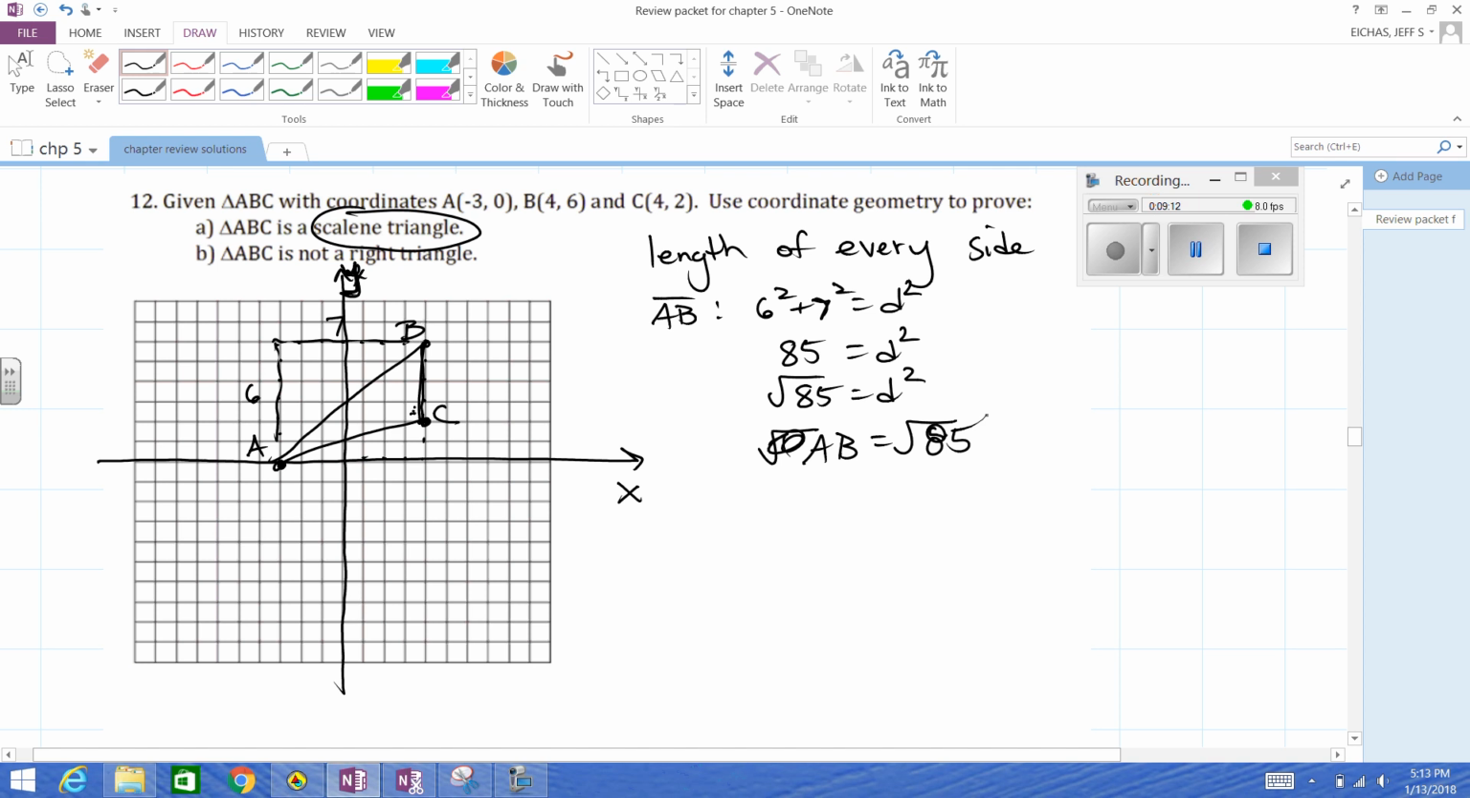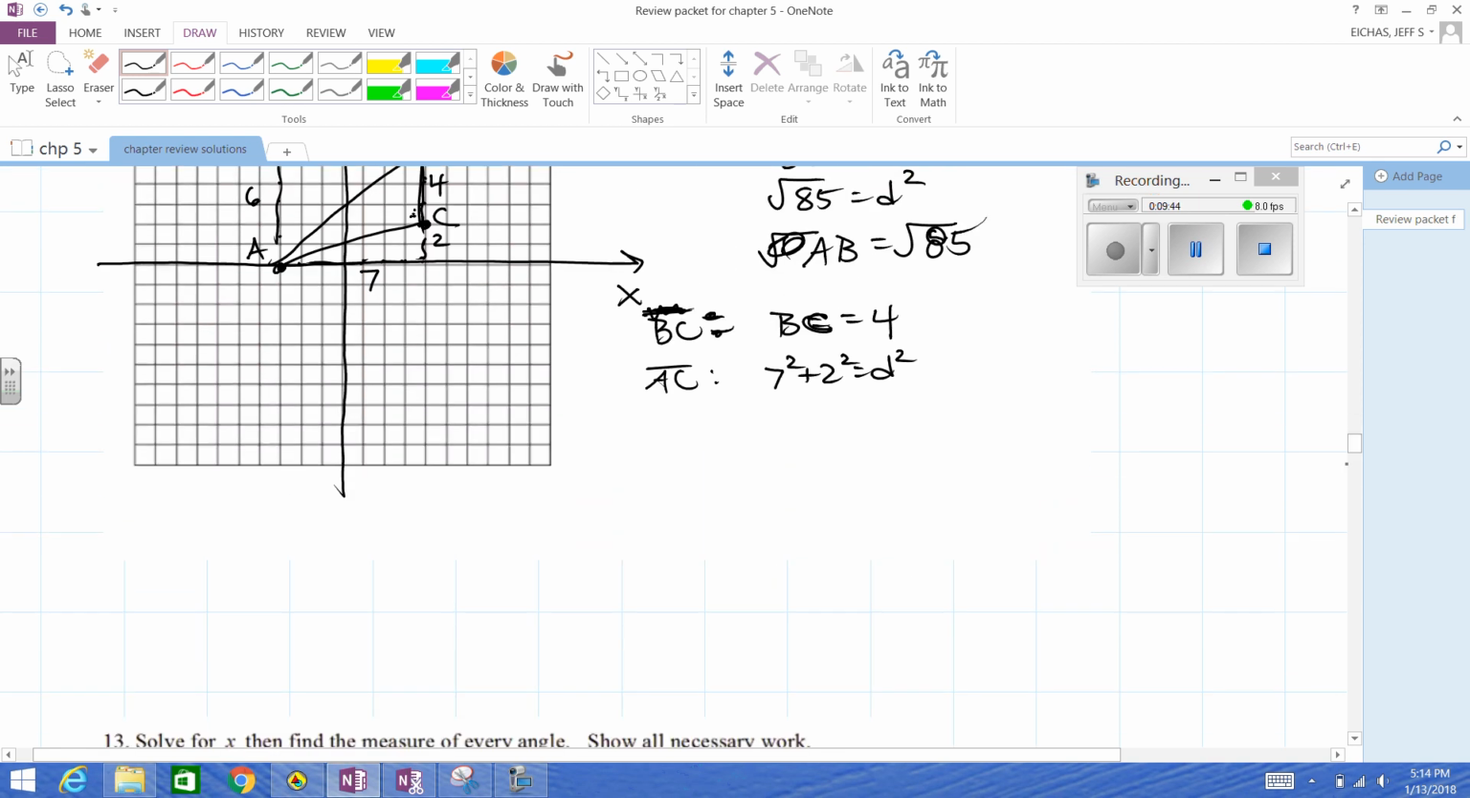Okay, BC's nice. You don't have to say much there. It's just 4. The reason we don't have to show anything is because it's straight up and down, and you showed it right there. All right. Now for AC, 1, 2, 3, 4, 5, 6, 7. It's 7 across, 2 up and down. So 7 squared plus 2 squared equals, I use D. It's probably not the greatest thing to do, but I don't think anybody's going to take off for that. So square root both sides, and AC is now the square root of 53.